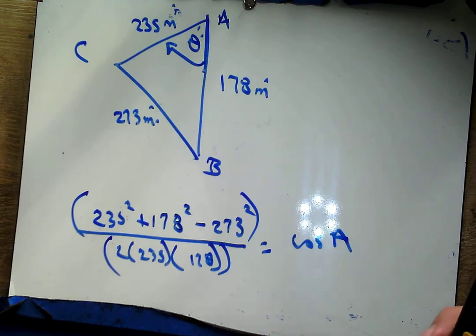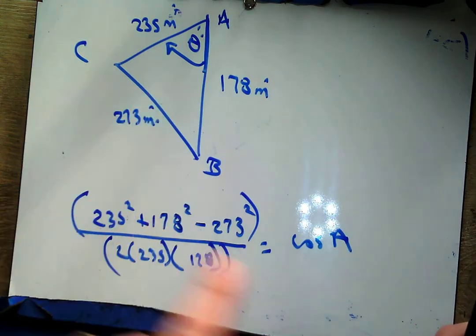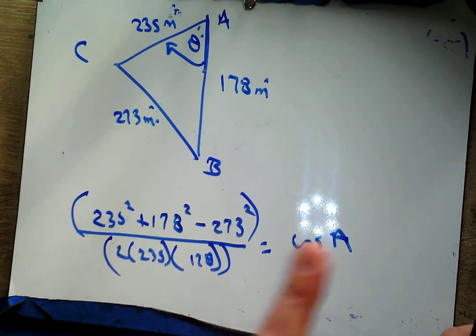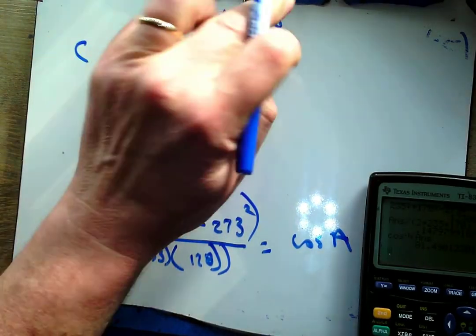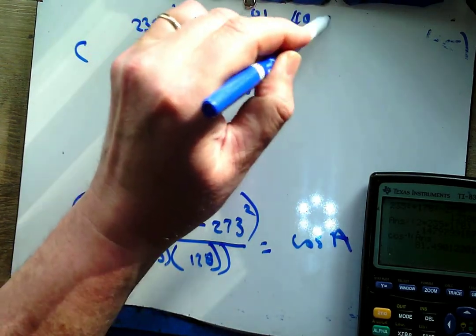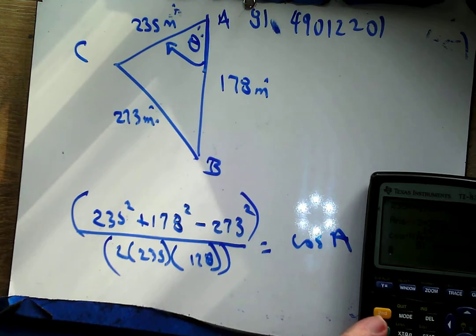235 squared plus 178 squared minus 273 squared, and I'm going to divide that by 2 times 235 times 178. And I get 0.1479799, and I need not that, because that's the cosine of A. I need A. So I'm going to do inverse cosine of that angle, and I get that angle A is 81.49012201 degrees. Well, that's great.